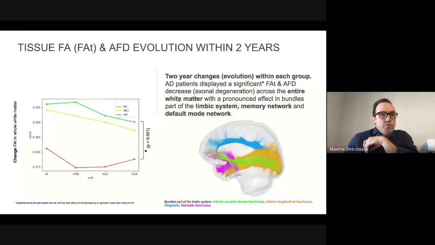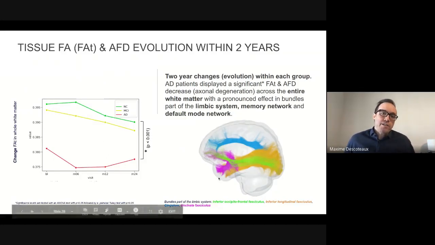And similarly for axonal degeneration, if we look at what's happening with tissue FA or apparent fiber density, we see here that most people over 24 months have a decrease, and that's worse for Alzheimer's disease patients than normal controls. And the decrease here, the slope is a bit less steep, but still something is detectable and changing over a 2-year period. Again, most bundles affected are connecting the temporal lobe.